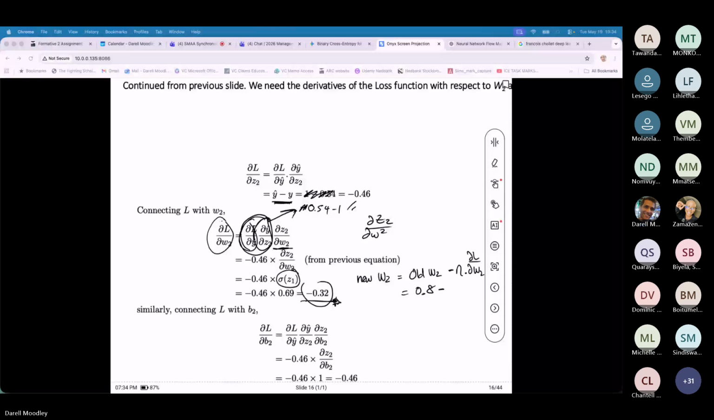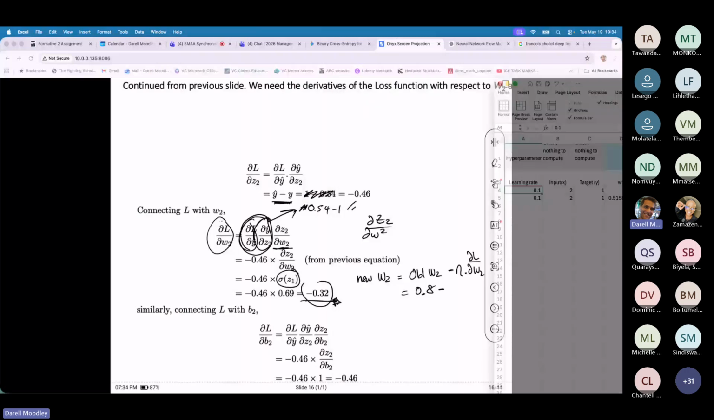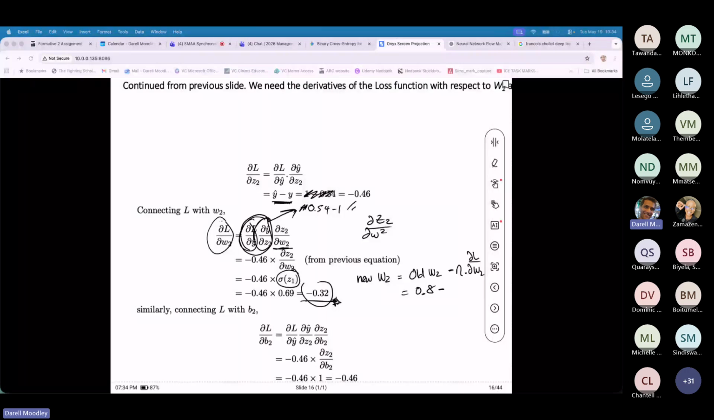So if you look at the Excel here, that's your learning rate, which you can change. And I'll tell you what the learning rate actually does in a second, but I'm just showing you how the updating procedure works.